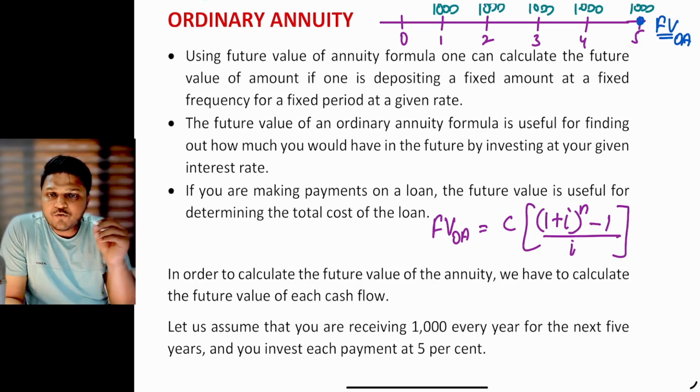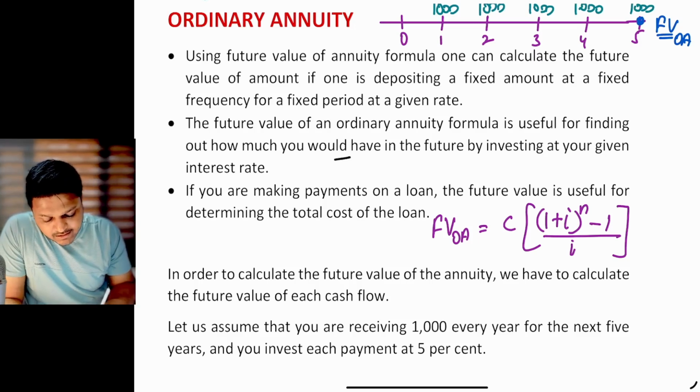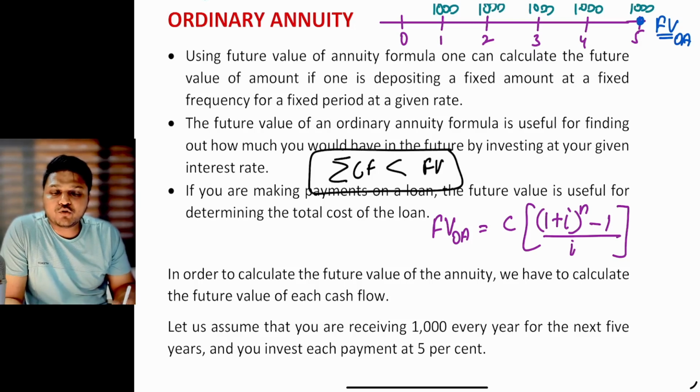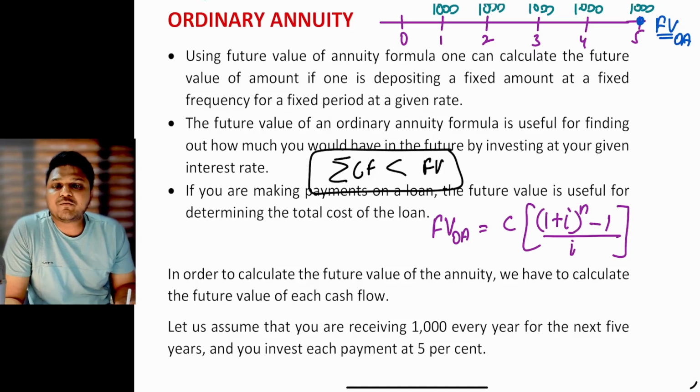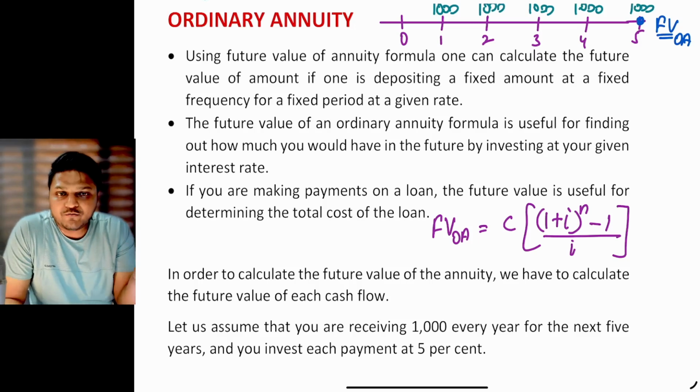And this formula itself can be deduced to the present value of the ordinary annuity formula. So I just told you one thing particularly, that if I take a summation of all the cash flows, that will be lesser than the future value. So future value is more than the sum of the cash flows individually, because some interest is to be added up to that particular value.